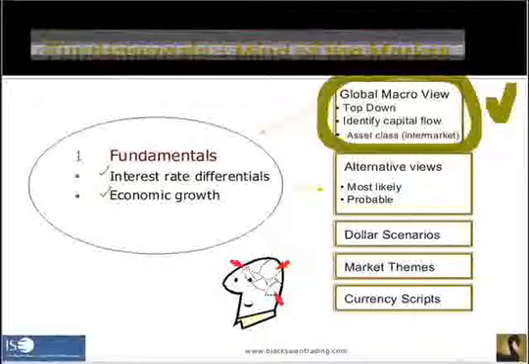As I said, we develop alternative views. We kind of encapsulate all these views in all of our reading each day. And we develop a most likely scenario for the dollar, and we always try and develop the dollar view first, because keep in mind, the dollar is still the big dog in the world.